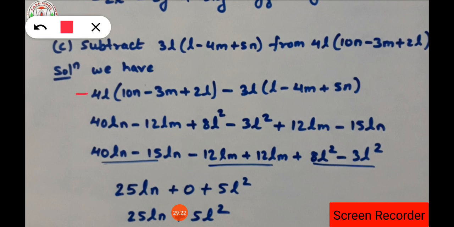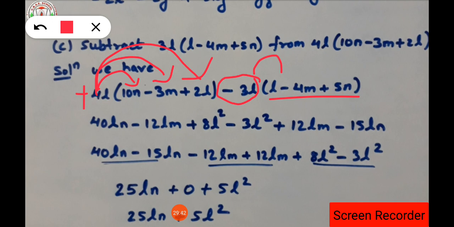both will multiply individually with the terms present inside the bracket along with its sign. Okay, so plus 4l will multiply with 10n, then plus 4l will multiply with minus 3m, then plus 4l will multiply with plus 2l. Now when 3l is going to multiply, its sign is also going to multiply with all the terms. Okay, so minus 3l will multiply with l, then minus 3l will multiply with minus 4m, then minus 3l is going to multiply with plus 5m.